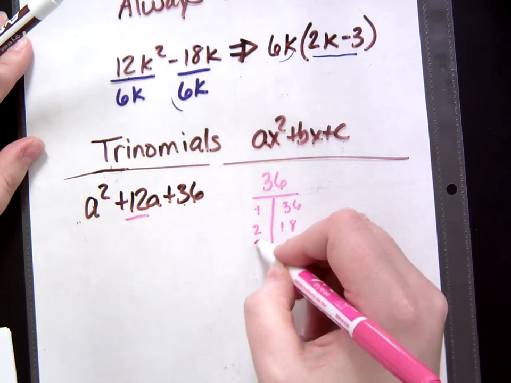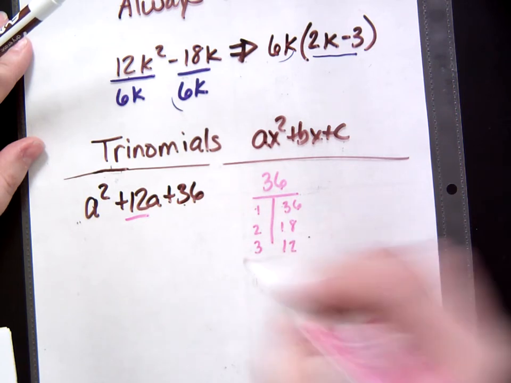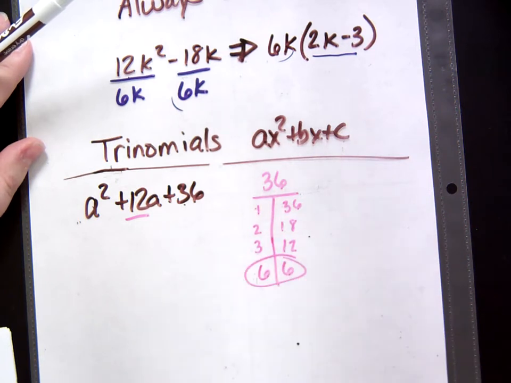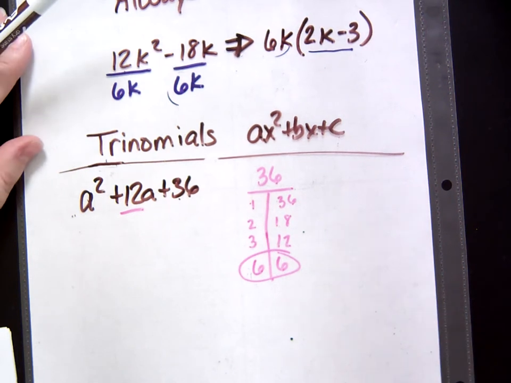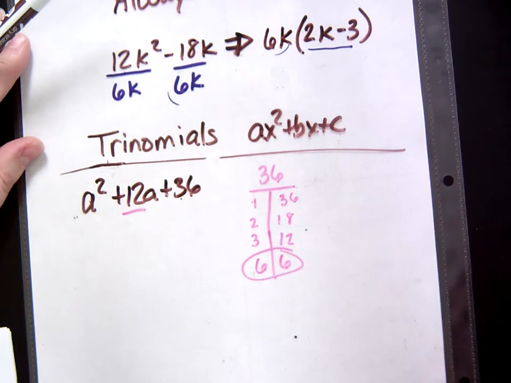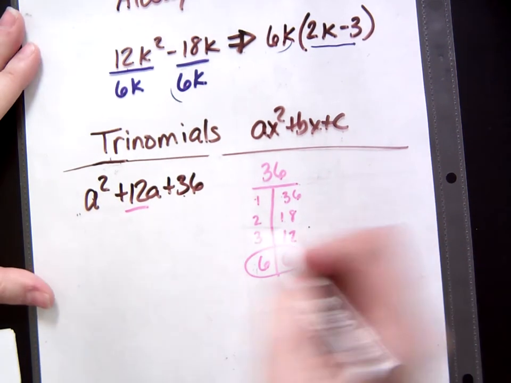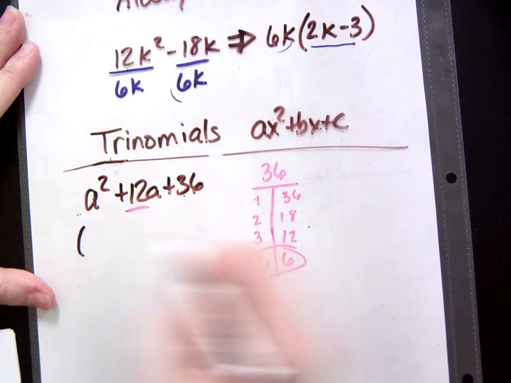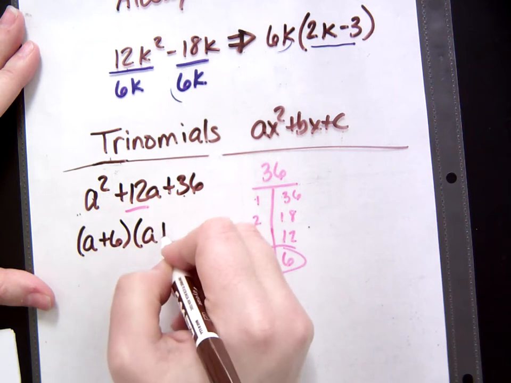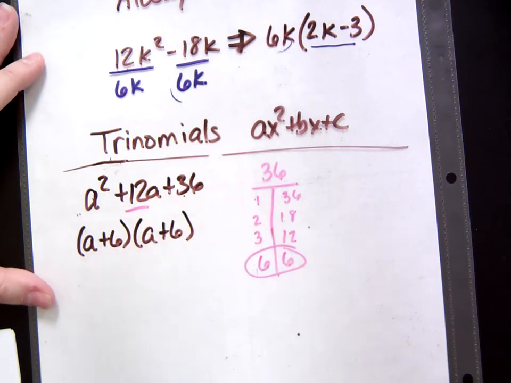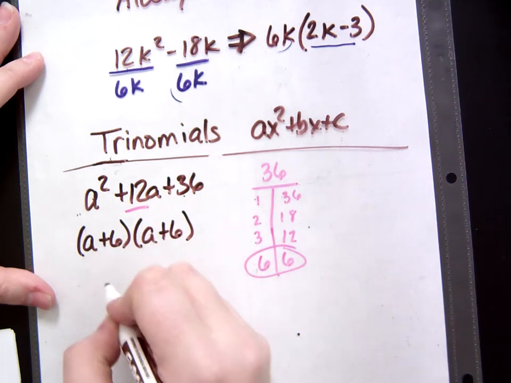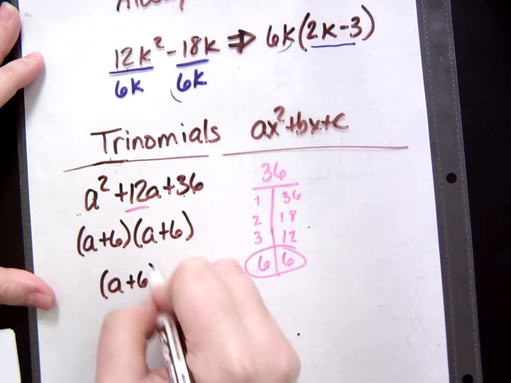And you can list whatever factors you think of, or you can jump straight to the end. So I can do 4 and 9, or I can just jump to the 6 times 6. Now, 6 times 6 gives me 36, and adds to be 12. So those are the numbers I'm going to use. So basically I'm going to write this as a plus 6, because it was a positive 6, times a plus 6. Which, because this is the same binomial, I can write as a plus 6 squared.